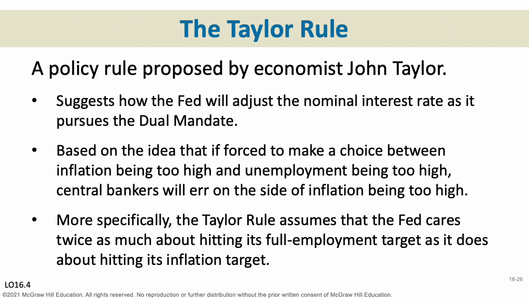The Taylor Rule, this is a policy proposed by economist John Taylor, and it suggests how the Fed will adjust the nominal interest rate as it pursues the dual mandate. It's based on the idea that if it's forced to make a choice between inflation being too high or unemployment being too high, they'll generally err on the side of inflation too high, which is what they're currently doing. The Taylor Rule assumes the Fed cares twice as much about hitting full employment than it does about its inflation target, and that is something that we've been seeing recently. Inflation is above normal, but unemployment is much closer to where they want it to be.